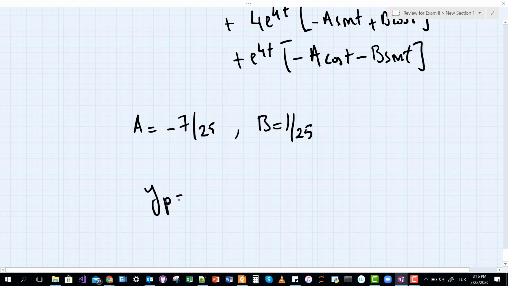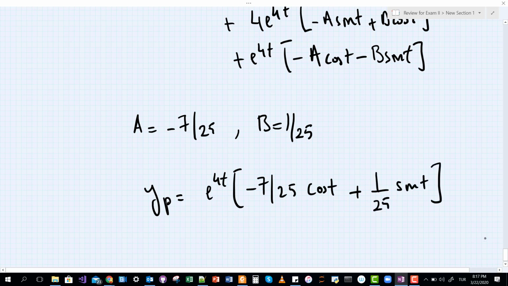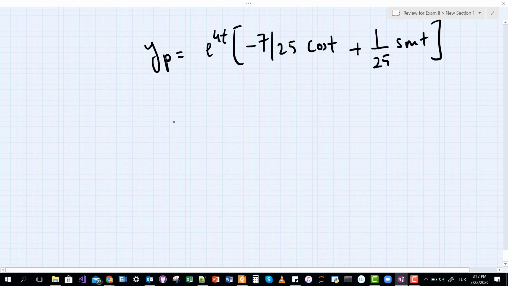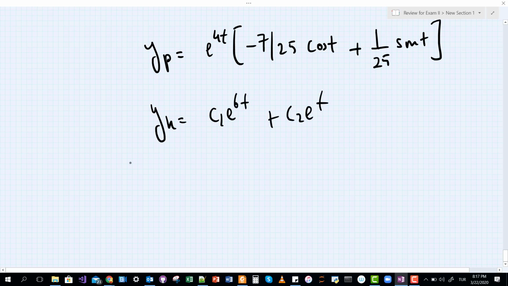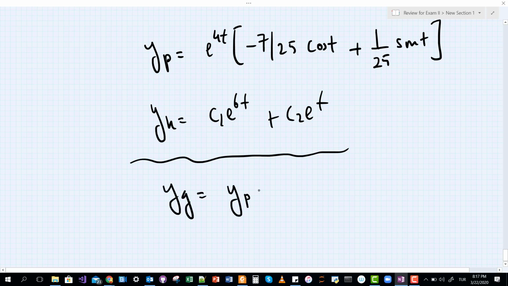And my yp from here is going to be equal to e to the 4t times negative 7 over 25 cosine t, plus 1 over 25 sine t. My homogeneous part of the solution was c1 e to the 6t plus c2 e to the t. And my general solution from these two parts is going to be equal to yp plus yh. This is rule 4 in the undetermined coefficients technique.